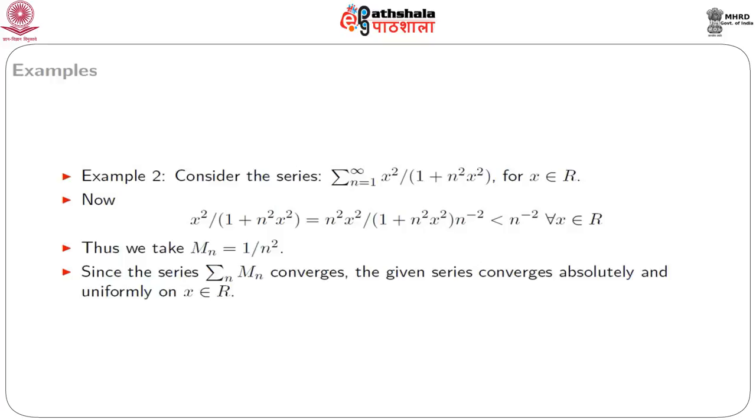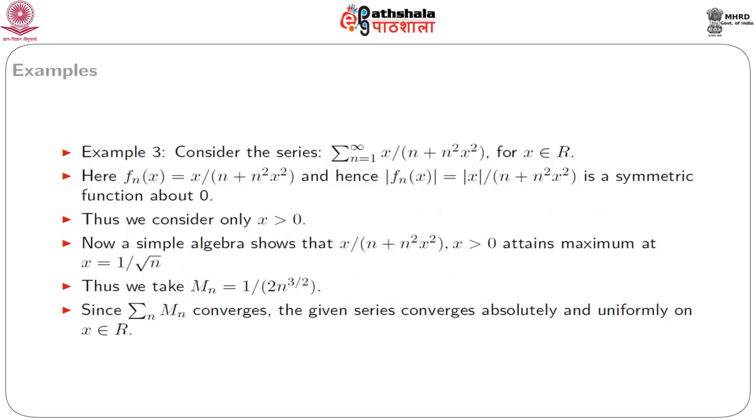Since n square x square divided by 1 plus n square x square is bounded by unity, we get that x square divided by 1 plus n square x square is less than 1 by n square for all x belonging to the real line. This suggests to take our M n as 1 by n square. Since the series summation M n converges, the given series converges absolutely and uniformly on x belonging to the real line. Consider our next example.